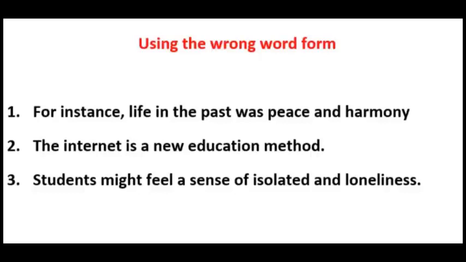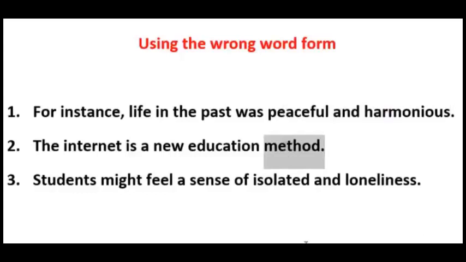For instance, life in the past was peace and harmony. Now hopefully you know that after a be verb you need to have an adjective form. Peace here though is a noun, so how do you change it into an adjective? By adding -ful. How do we change harmony into an adjective? With the suffix -ous.